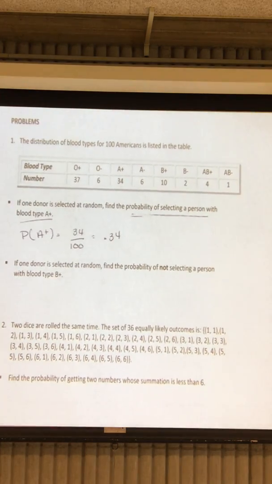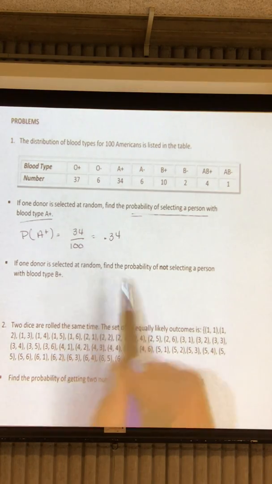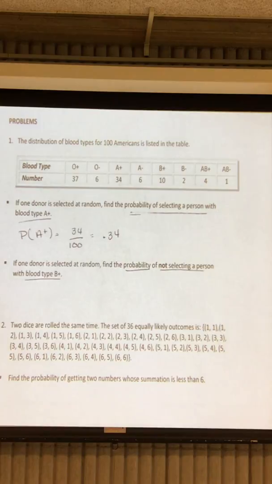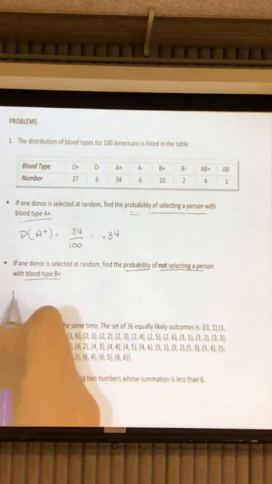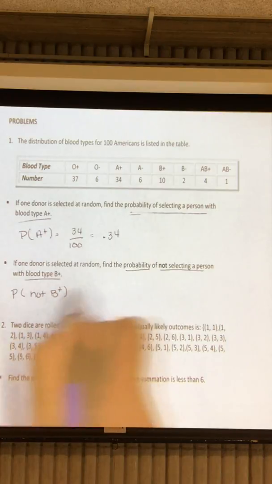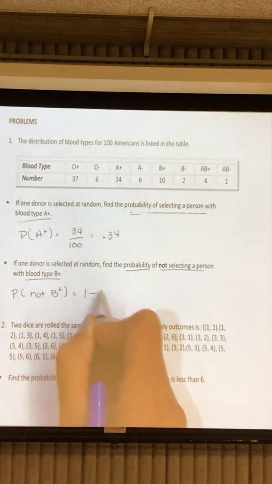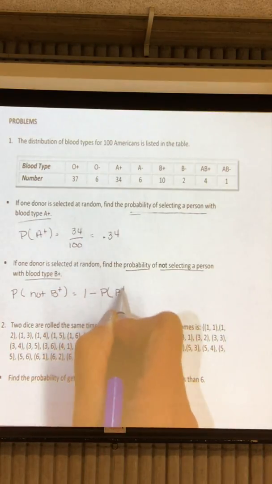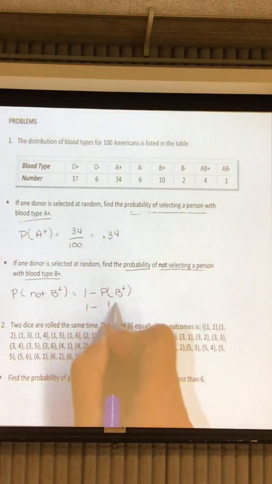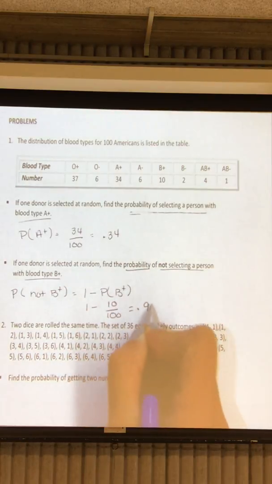The next problem, if one donor is selected at random, find the probability of not selecting a person with blood type B positive. So the probability of not B positive is equal to 1 minus the probability of B positive. So 1 minus the probability of B positive is you have 10. So 1 minus 10 over 100, and that is equal to 0.90.